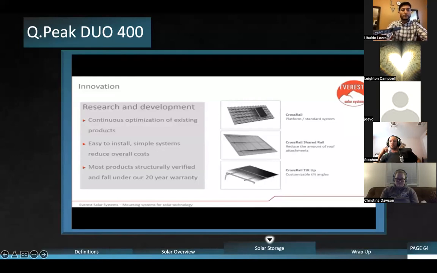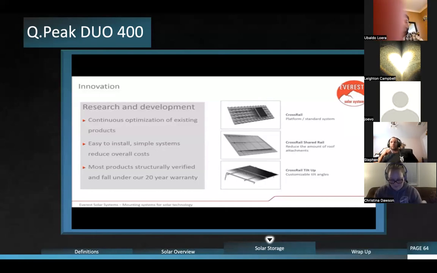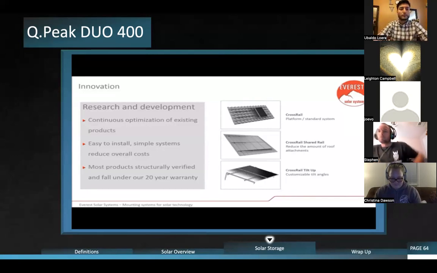So our first is our traditional Crossrail system. This is the platform for our systems. It's your dual rail installation. Then we have our shared rail system, which is going to use the same components as the Crossrail with two innovative components such as the clamps and the slider. Last, we have the Crossrail tilt-up, which also is going to use the same components, but has two different innovative components that are the tilt-up connector and the climber.